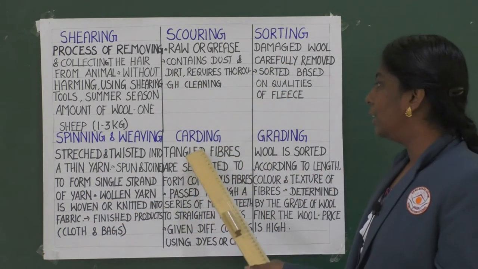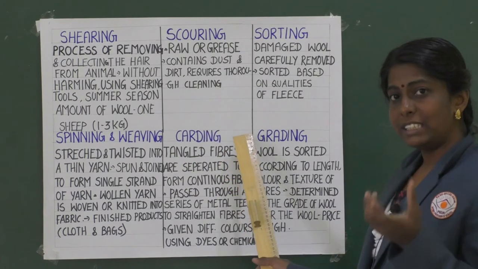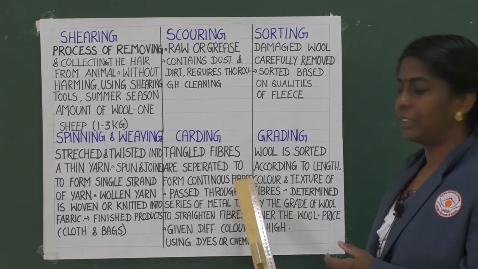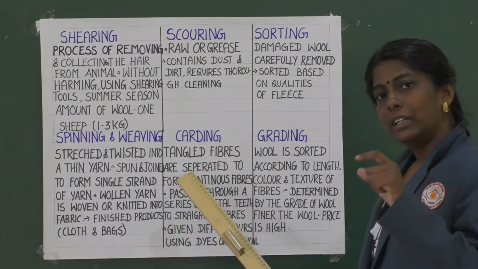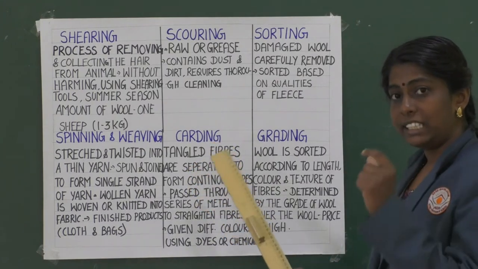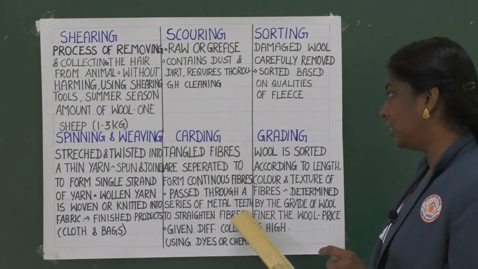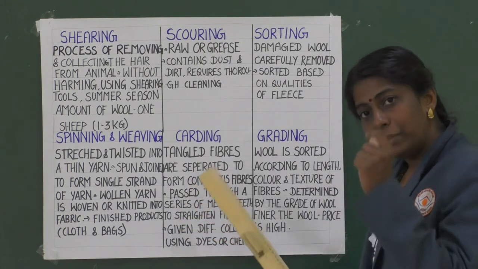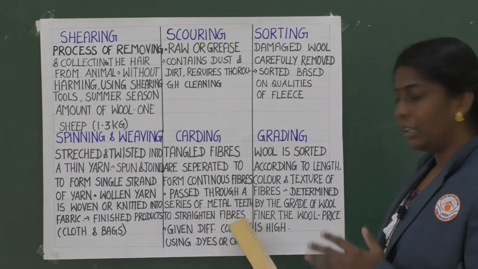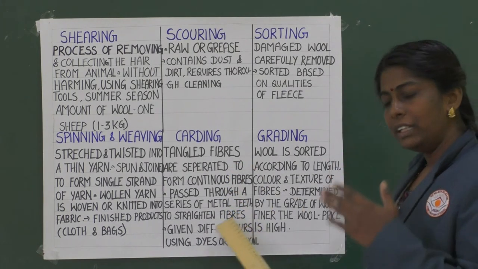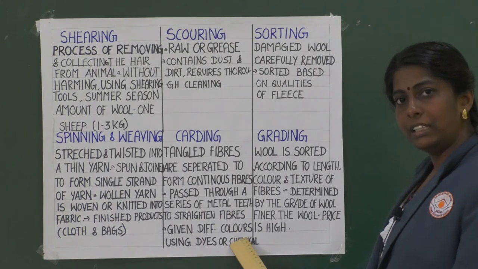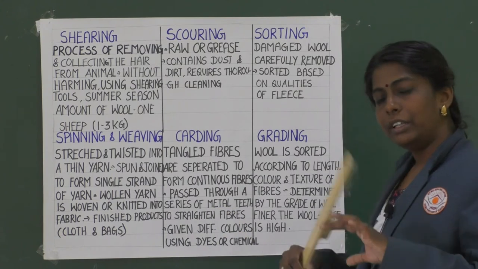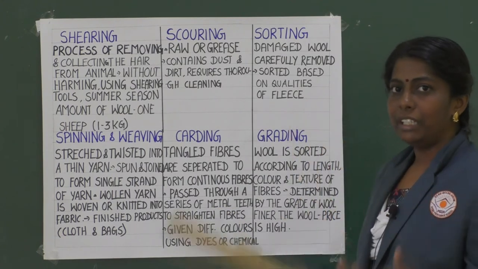Okay, so here, tangled fibers, that is the twisted fibers, are separated to form continuous fiber. For that, they are passed through a series of metal teeth to straighten the fibers. Then they are given different colors using dyes or chemical substances. They are dyed here.